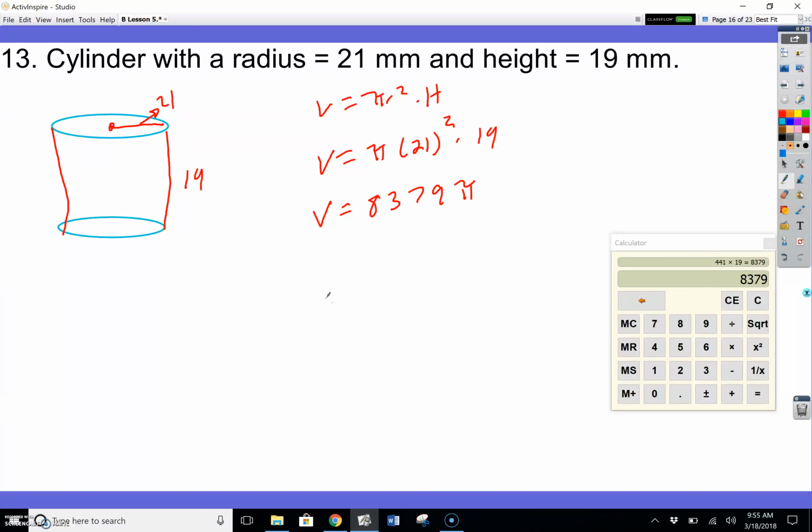But then once again, I'm going to get my answer to the nearest tenth. So we're going to do volume equals 8,379 times 3.14. I'm going to multiply it by the approximation of pi to get a little less accurate answer of 26,310. And this is rounded to the nearest tenth. And what is my unit? Millimeters cubed. And I forgot to write millimeters cubed up here as well. Okay.